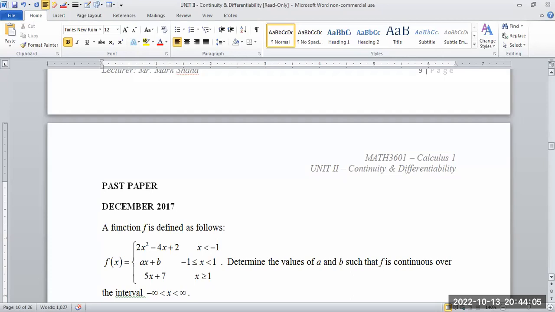12. The function 5x plus 7. Okay, fine. So you worked out x equals 1 in the second equation and you got 12. So what should happen to the right of x, and what should happen to the left of x?